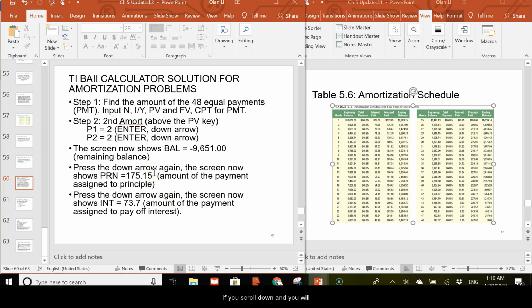If you scroll down, you will see that your calculator gives you the PRN result as 175.15. That will be the 175.15 here, the principal payment. This is the principal payment from your second payment because you entered 2 as P1 and 2 as P2. So from the second payment to the second payment, we're talking about the second payment, and out of the second payment, the principal portion is 175.15. If you scroll down one more time, the INT you will see is 73.7, which is the interest paid within the second payment.